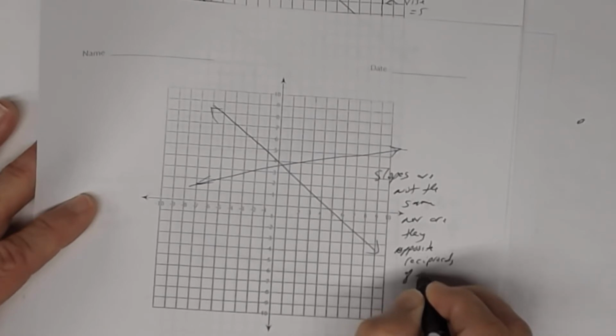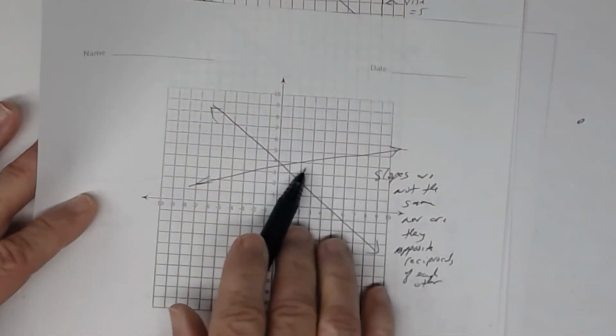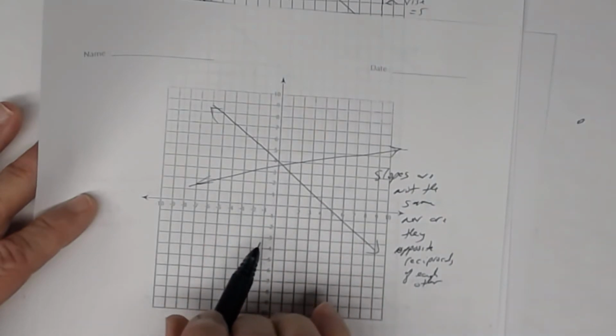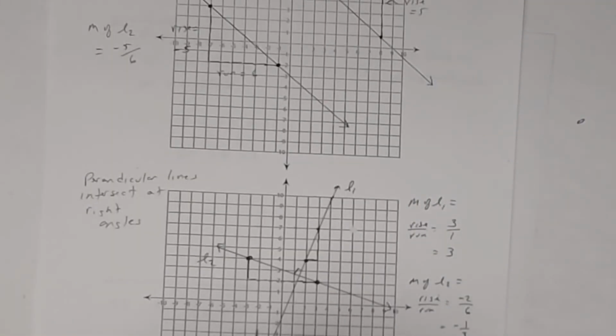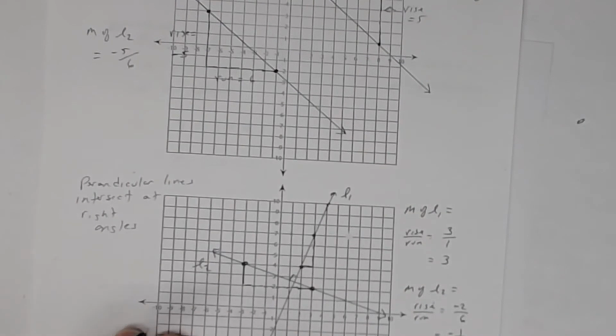Reciprocals of each other, because they don't intersect at right angles. All right, so then we would say just neither. So that's why you see the word neither there. I just wanted to bring that up.